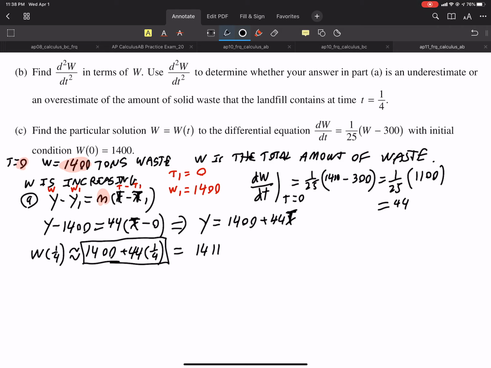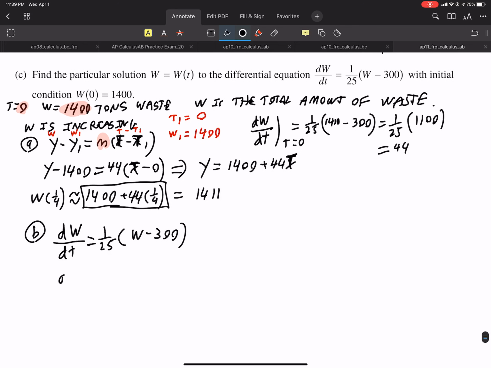this is a part that kind of confused some people. We have dw/dt. And here's where you have to be careful. From that, we want the second derivative. And here is where I want to warn you. W is our function. T is our variable.